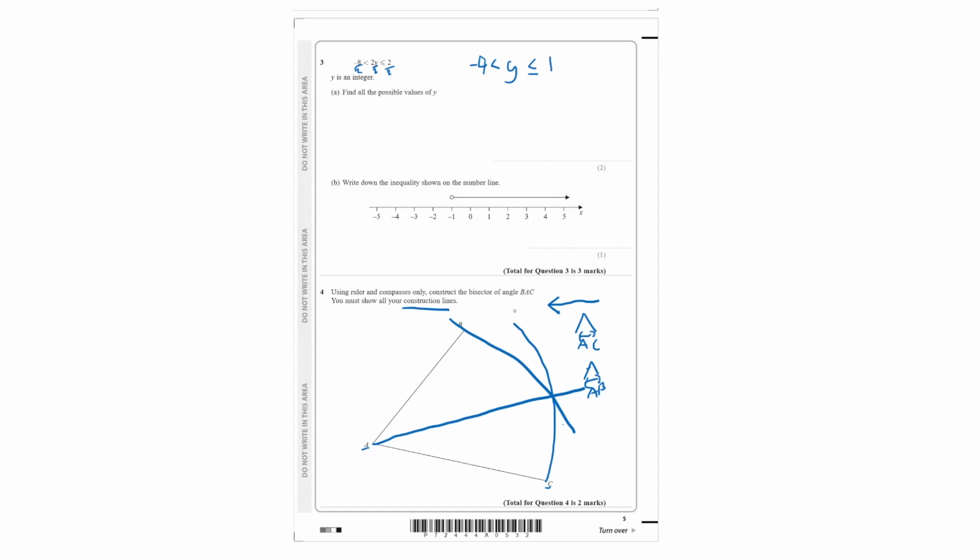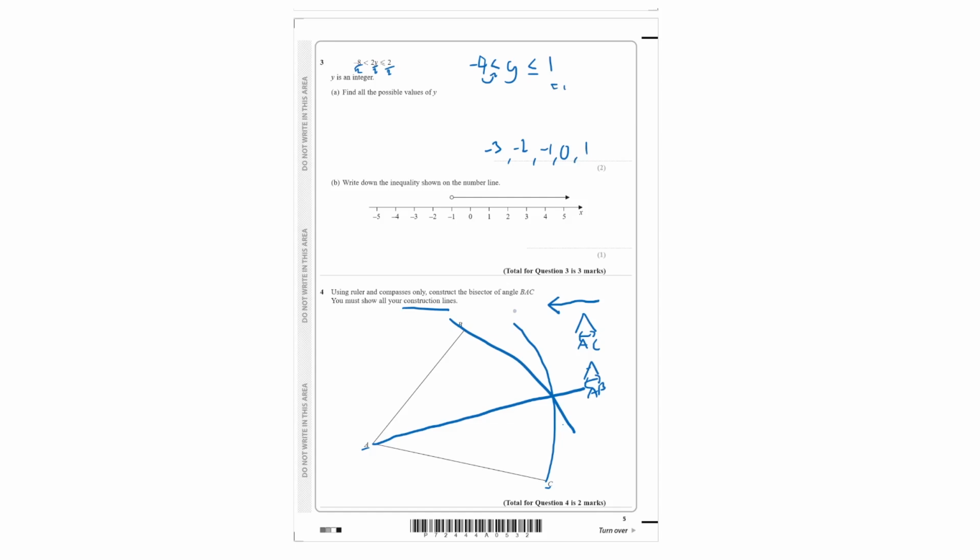Find all the possible values of y, and since y is a value greater than negative 4, it has to be the integer right after. So that's negative 3, negative 2, negative 1, 0, and we have less than or equal to 1. So we simply write here 1.